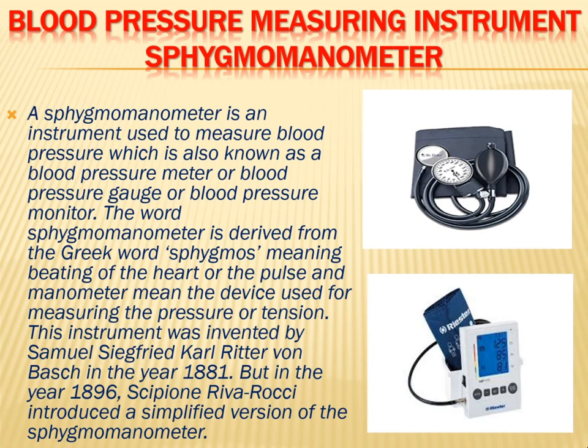Now this instrument was first invented by Samuel Siegfried Karl Ritter von Basch. So big a name it is, and that was in the year 1881. But in the year 1896, Scipione Riva-Rocci introduced a simplified version of the sphygmomanometer. The first scientist, Samuel Siegfried Karl Ritter von Basch, discovered a complex sphygmomanometer, but in 1896, Riva-Rocci discovered a simplified version.